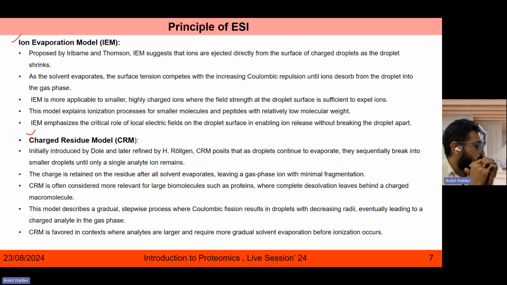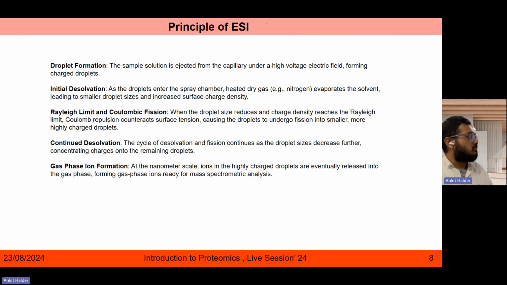So a gradual stepwise process from Coulombic fission results in droplets, in contexts where the analytes are large and require more gradual solvent evaporation before ionization occurs. So you can understand from this that if your analytes are large complex ions like proteins, it will be the charged residue model, or if we are having peptides, we will be having the ion evaporation model. Okay, so you can look into it in a much deeper way.